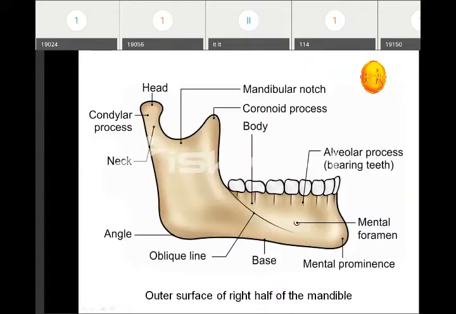Can you please be a little louder? Okay. So the mandible has a body and two quadrilateral plates that are known as rami. Am I audible now? Yes, ma'am.